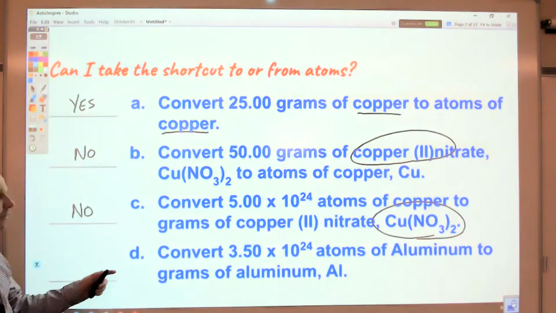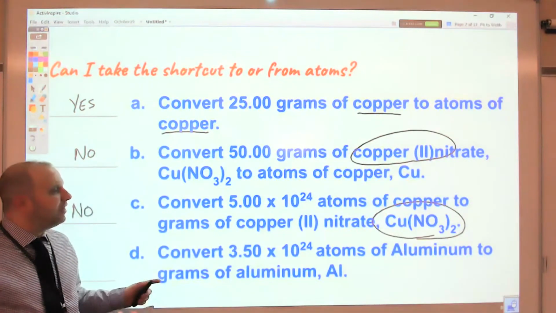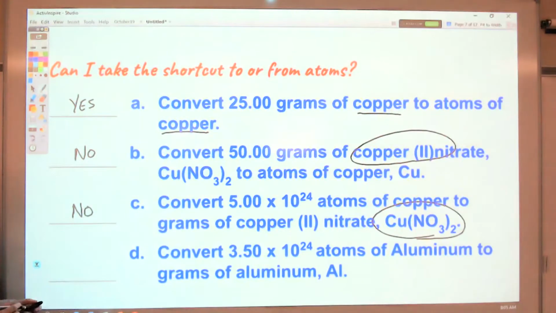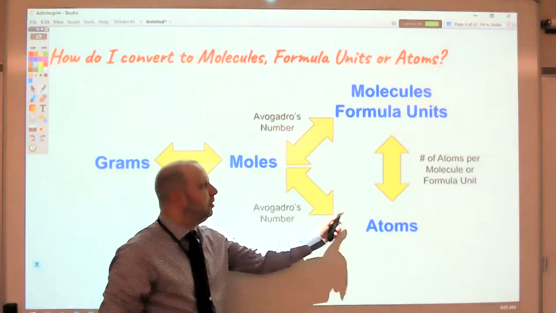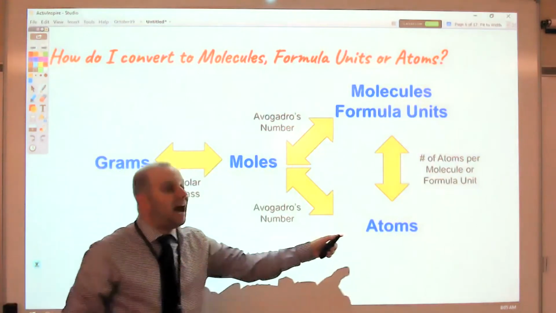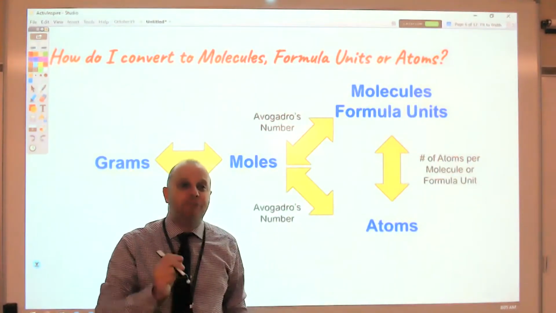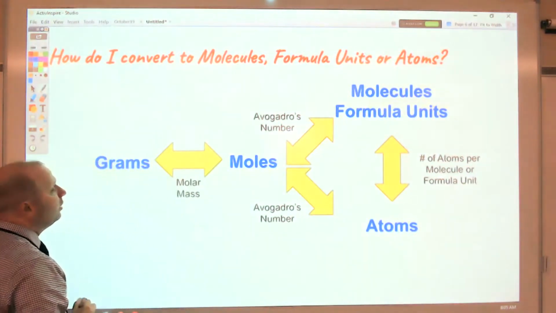Finally, with letter D, it says convert 3.50 times 10 to the 24th atoms of aluminum to grams of aluminum. Because I'm just dealing with aluminum, atoms of aluminum and grams of aluminum, I can take the shortcut here. A single element by itself is the only time that you're able to take that shortcut.